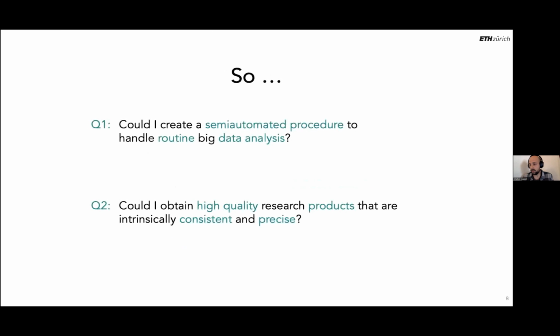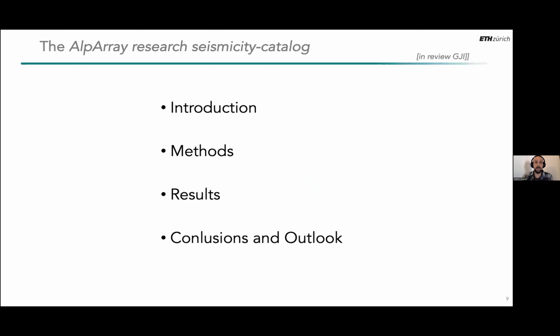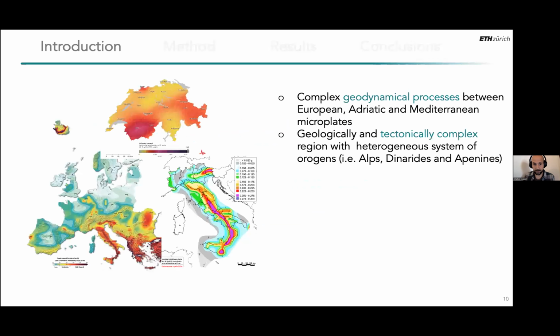So what I'm trying to do in this talk is to show you if I could create a semi-automatic procedure that can handle routine big data analysis for seismic observatories, and also if we can obtain high quality research products from it. So with no further ado, this is the outline of the argument about the AlpArray research seismicity catalog creation. I will introduce you to the area, then I will show you the methods that I applied and that we developed, the results we obtained, and therefore the conclusions and the outlook.